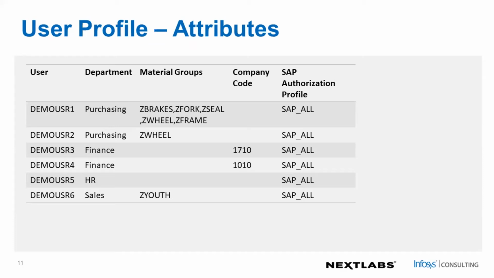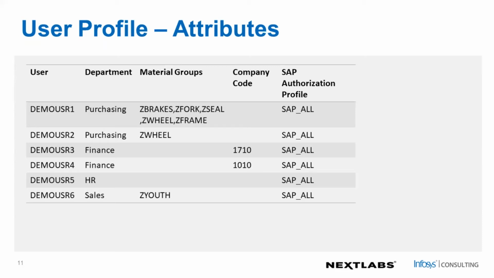Like we said earlier, the NextLabs solution is more attribute-based access control than role-based access control. So we have assigned certain attributes for the users. In today's session, I have these different users here, demo user 1 to demo user 6, and they have been assigned different attributes for department, material groups, company code. These are the attributes that have been assigned to the users. And the SAP authorization role for all is SAP all, because the NextLabs solution can enforce the authorization checks beyond SAP's traditional role-based control.